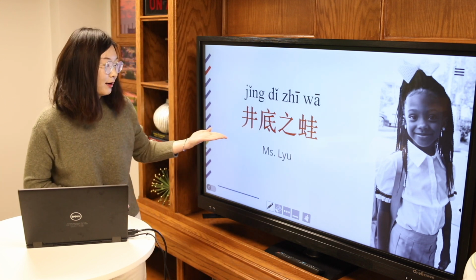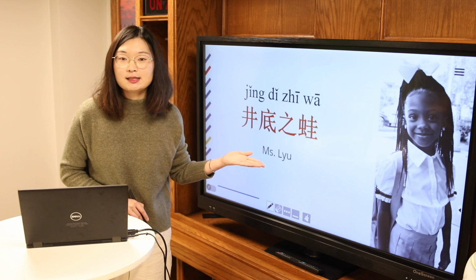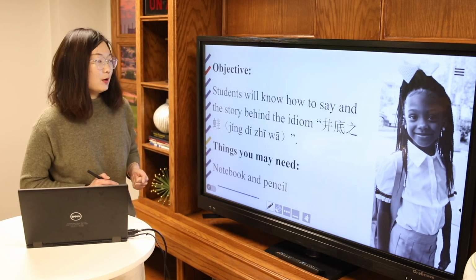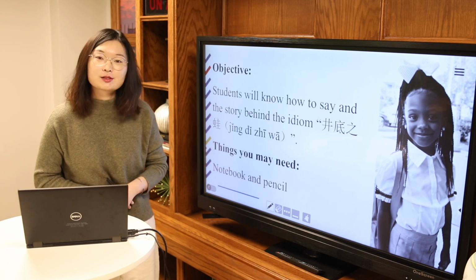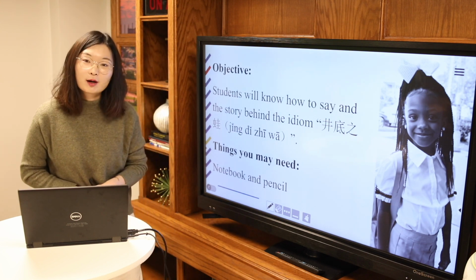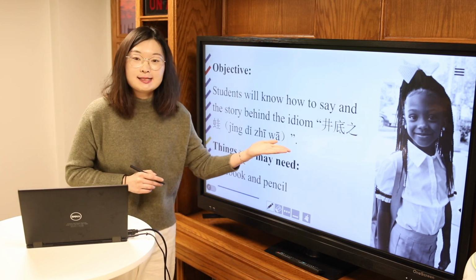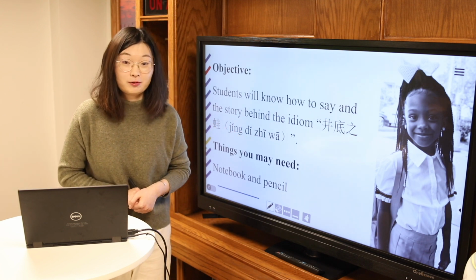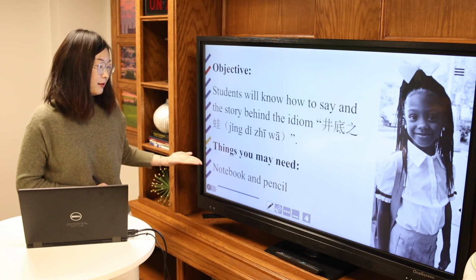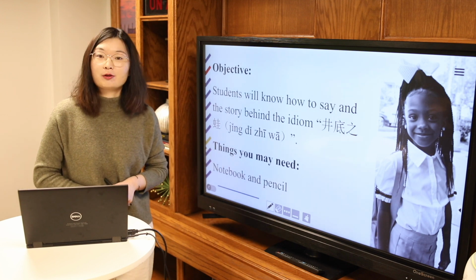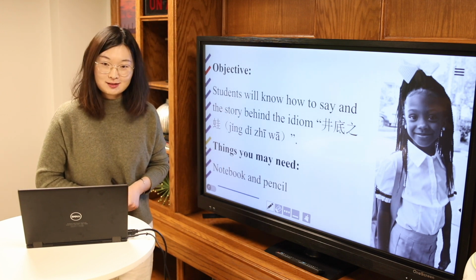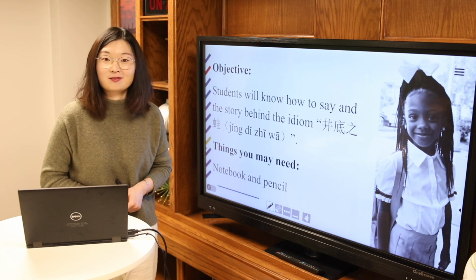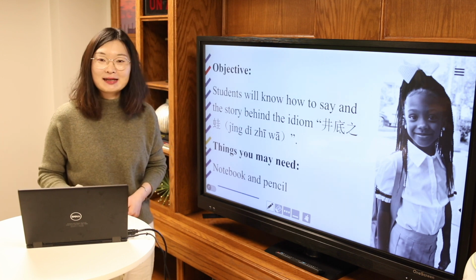So today our focus is 井底之蛙. Our objective for today, students will know how to say the word and also write the word 井底之蛙, and also we will learn the story behind the idiom 井底之蛙. Things you may need, as usual, is your notebook and pencil to take notes. So if you don't have your notebook or pencil with you, you got 10 seconds to go and grab them, okay? Let's get ready to learn.